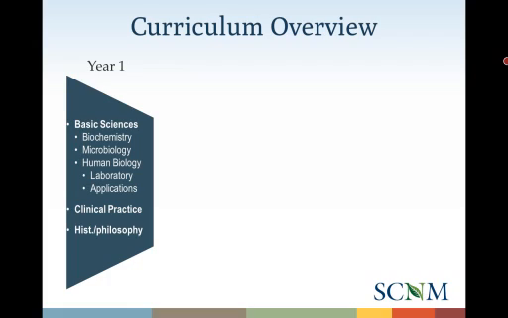So the basic sciences, well, what we have are biochemistry, microbiology. I didn't list research here, but we also have a research track. And then we have a course that we call human biology, or HUBE for short. And this is the anatomical sciences as well as physiology. So by that I mean anatomy, histology, embryology, and physiology.